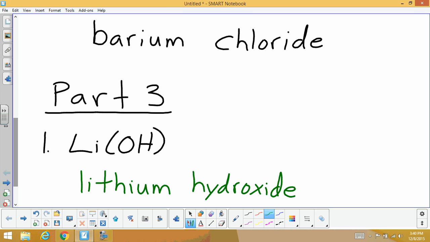So part three, when we took a metal and a polyatomic and we had to name it, our example was LiOH. We ended up writing our metal first, which is lithium, then going to that lilac sheet and finding OH in the first column with a -1 charge, and our name corresponding to that is hydroxide. So that's example number 1 from part 3.